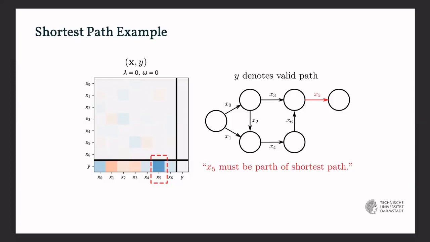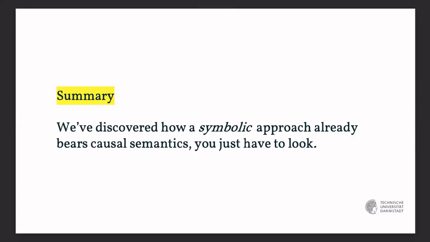And as you can see, the edge x5 will always be part of the shortest path, because it's the only way you can get to that final node. And actually, that one gets the strongest activation in this heat map that we have, which was also something very cool to see. So in summary, what we can say about this specific problem is that we have discovered how something which is already symbolic by construction in nature, and which has all these nice properties like having a meaning to the variables, to the constraints and everything, actually bears causal semantics. You just have to look closely.